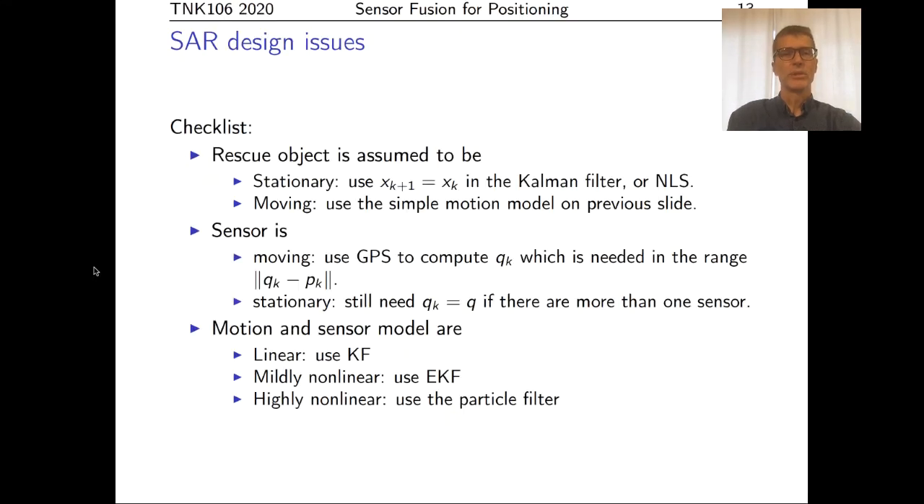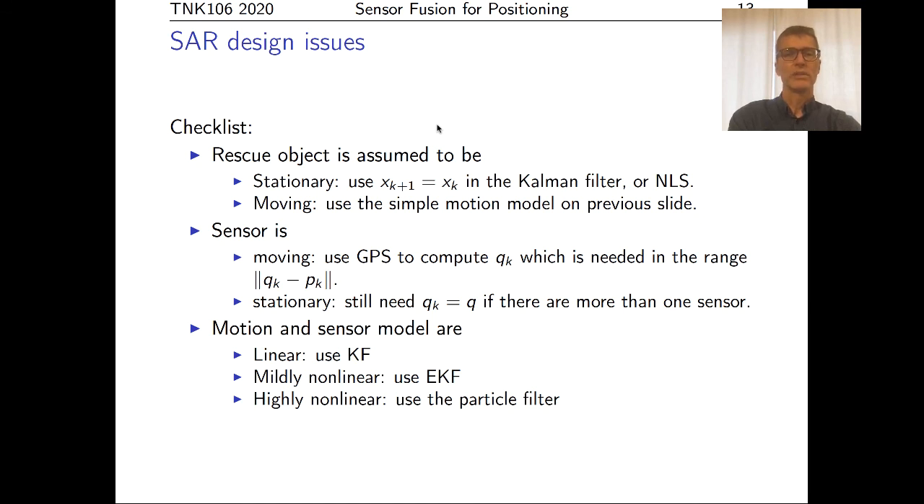So for the project on search and rescue, there are a few design issues, so I have a checklist here. The checklist includes deciding if the rescue object is assumed to be stationary. Then we can use a very simple state space model where the state is assumed to be constant over time. In fact, the Kalman filter boils down to nonlinear least squares, but to keep it in the same framework, we can apply the Kalman filter for this special case. If the object is assumed to be moving, then use this simple motion model to start with.